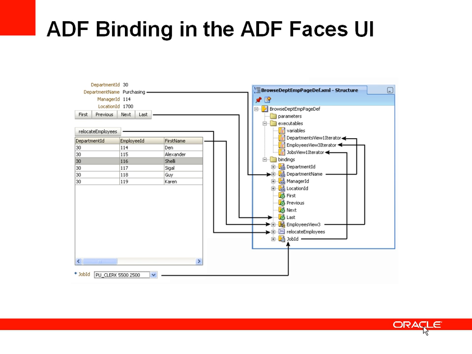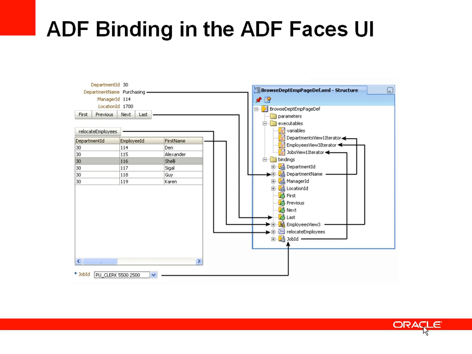You have action bindings, so for example, first, previous, next and last refer to action bindings. You have relocate employees, which is also an action or a method binding. We have a binding for the table of data, and that refers to employees view 3. And you can detect that there are slightly different icons showing you the different types of bindings, for example, department ID, you can tell that's an attribute value binding. First, previous, next, last are action or method bindings.